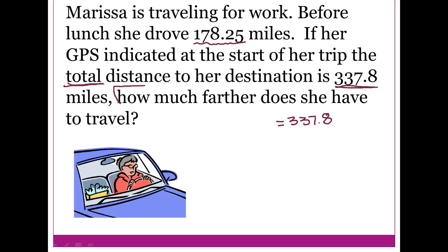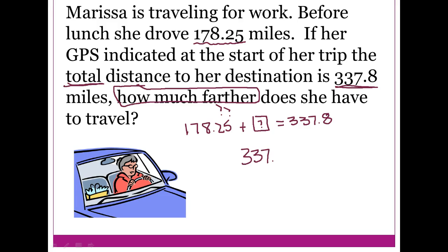So we know that the part of the trip she traveled before lunch plus the part of the trip she'll travel after lunch would equal her total distance of 337.8 miles. So basically, we're wanting to find the difference between the total distance and how much she has driven so far. So this is going to be a subtraction problem. We're going to start with the total and subtract how far she's already driven in order to find out how much she has left. We're going to start with 337 and 8/10, and then we will subtract the amount that she drove before lunch.